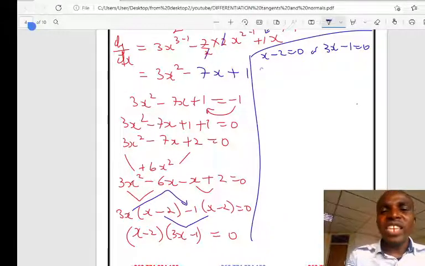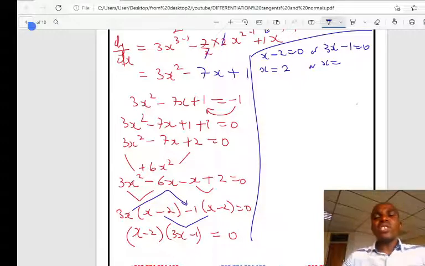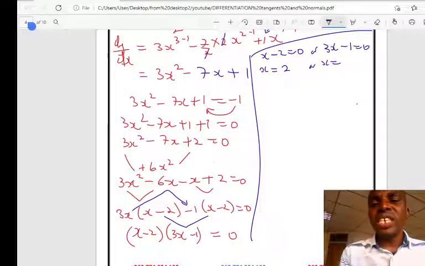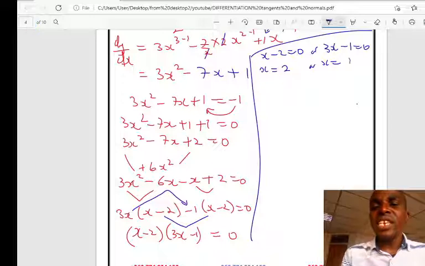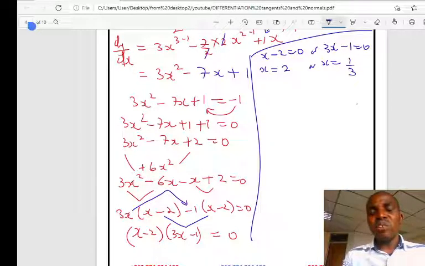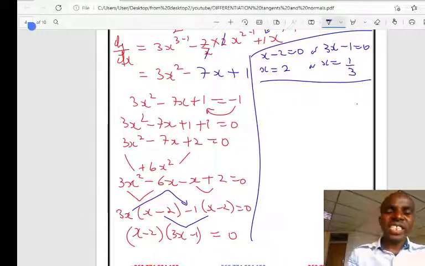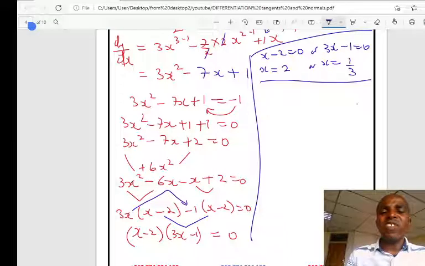If we simplify this, you get x is equal to 0 plus 2, which is 2. Or x is equal to, on this one, 3x minus 1 is equal to 0. First you take 1 and put it on this side. It will be 3x equals 0 plus 1, equals 1. Then you divide by 3, you get x equals 1 over 3. That will be your final answer. Then you have found the values of x. Now you have to find the corresponding values of y.